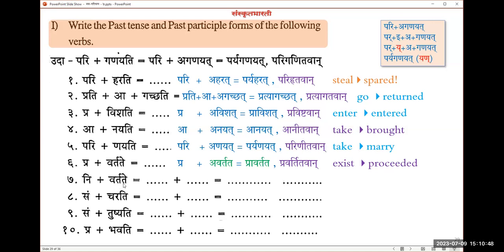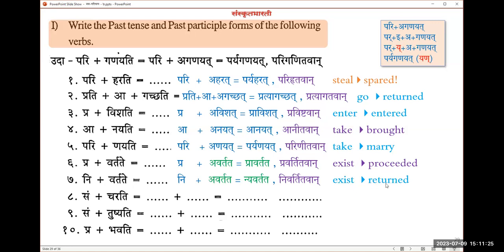Ni plus vartate. Nivartate. Lat is very easy. So ni plus avartata. Nyavartata. Yanasandhi. So nivartitavan. Nivartitavan. Bhagini got it 100% right. So vartate exists. Something exists, and nivartate is returned. So comes back into existence.